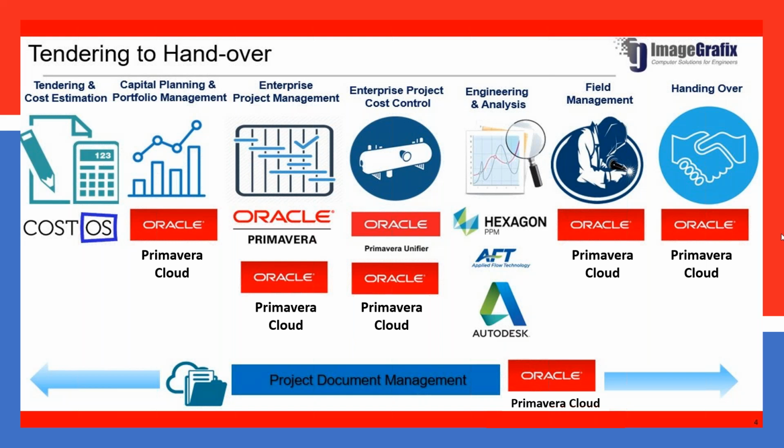We also have field management now. Apart from Primavera Cloud, Acronix field is also available for field management, right now. And either for handing over or complete project document management, we will be in a position to use Oracle Primavera Cloud as well as Unifier, of course. Unifier has the capability for you to do planning, cost control, as well as project management for the handing over. Similarly, on the cloud side, Primavera Cloud will be used.